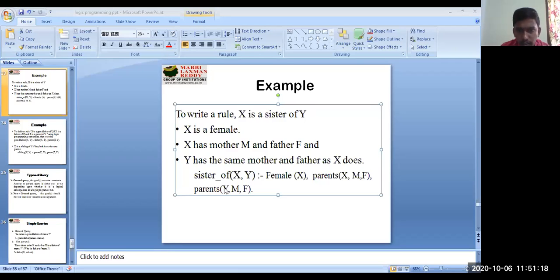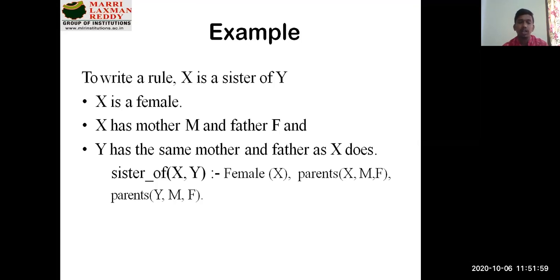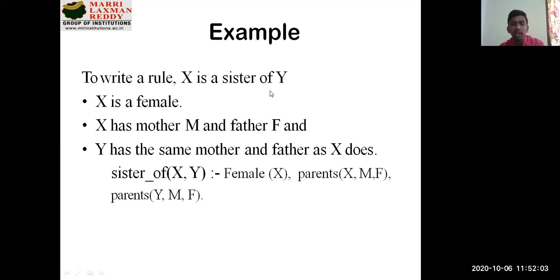I'll try to make this into one single statement for your understanding. I hope now you'll be clear with these things. These are all single statements, talking about a rule here. When I want to specify whether X is a sister of Y or not, I need to define a rule with inputs like this: sister of X comma Y if female of X, that is, if X is a female, and M and F are the parents of X, and M and F are the parents of Y. Then only these two are called sisters, or brother and sister. Because we do not know whether Y is female or male, we call it sister of X comma Y, that is, X is a sister of Y.